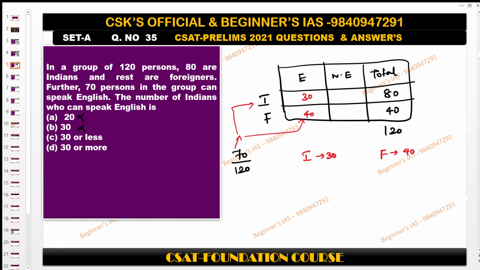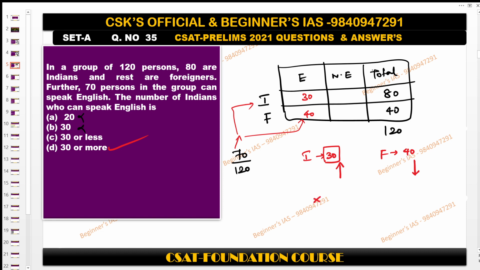Suppose the number of foreigners speaking English reduces, then the number of Indians is getting more. So the minimum itself is 30. Therefore the answer would be D, 30 or more. Clear? Anybody having a doubt? No doubt, right? To solve this, just apply logic. That's it. Or else you can go with this method also.